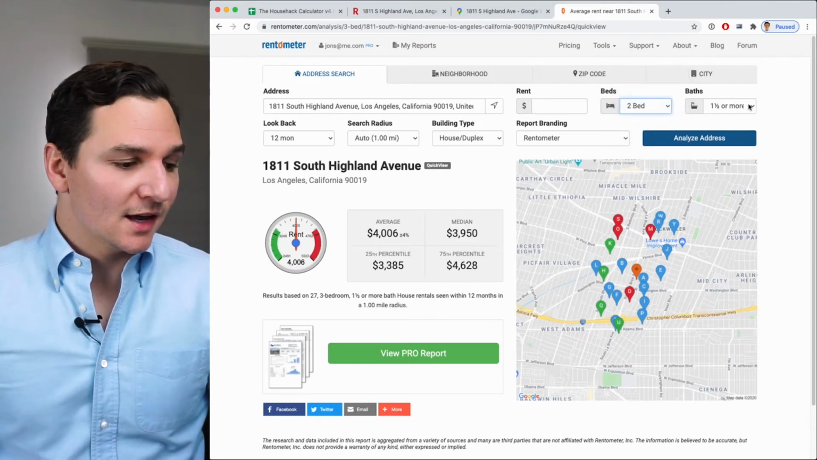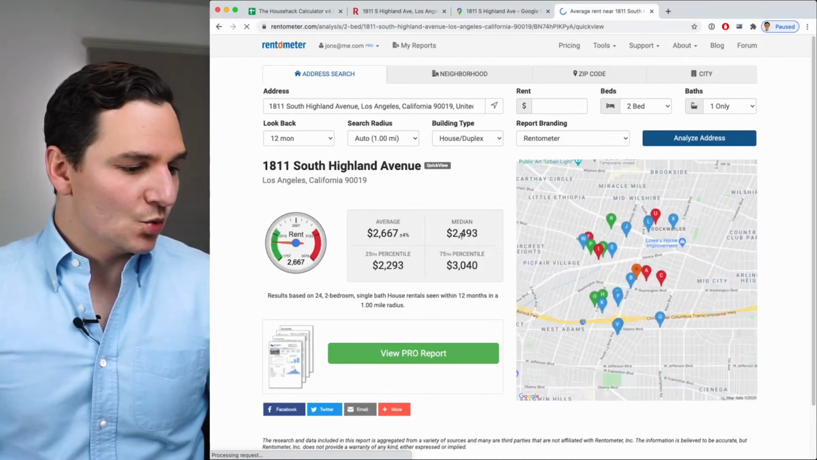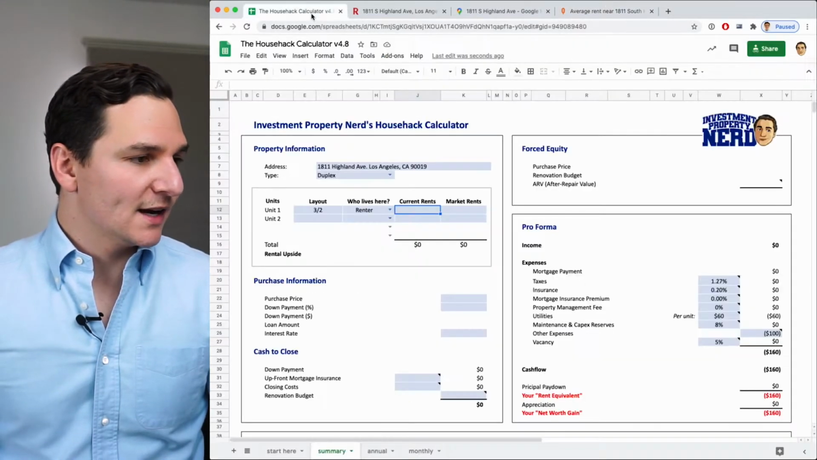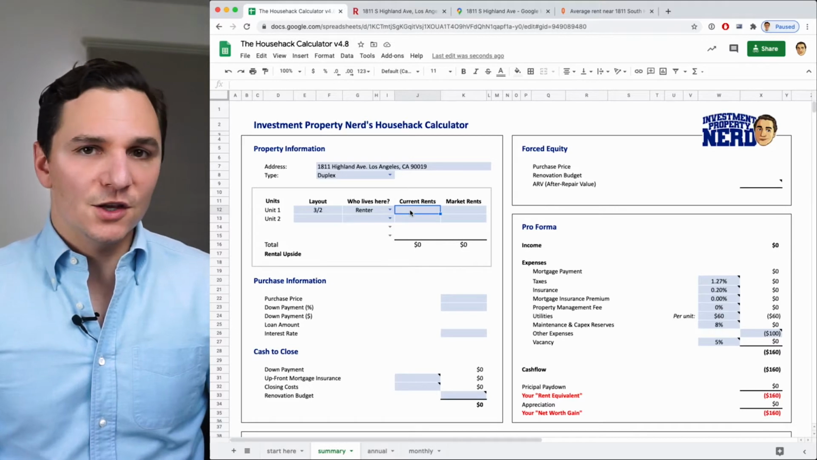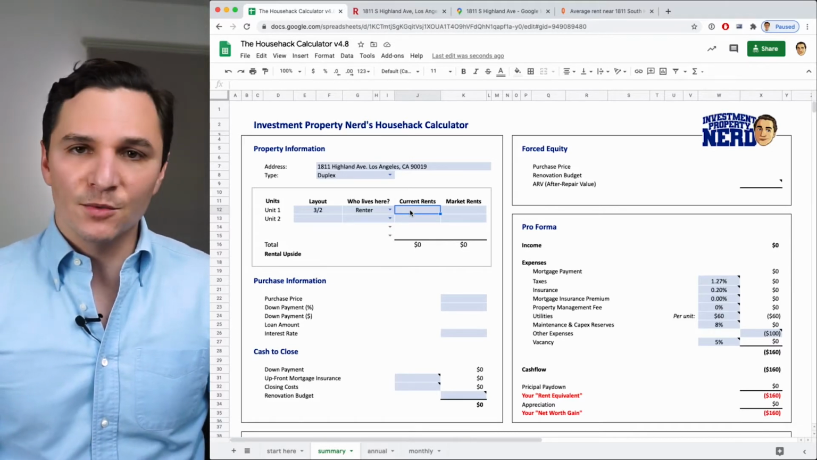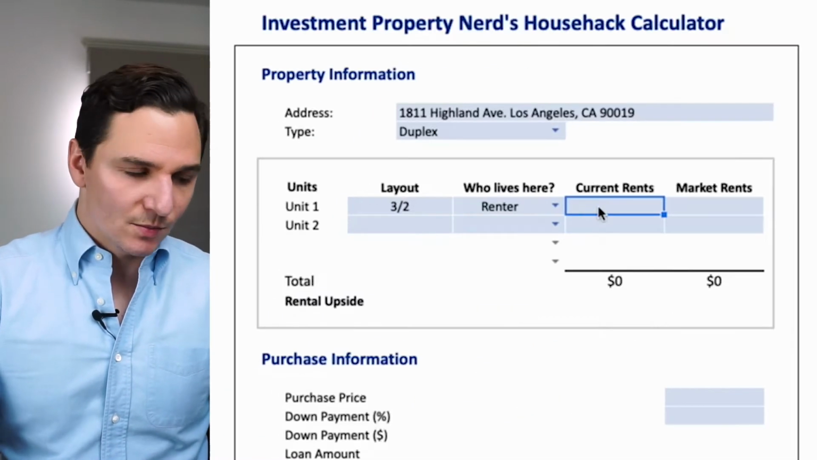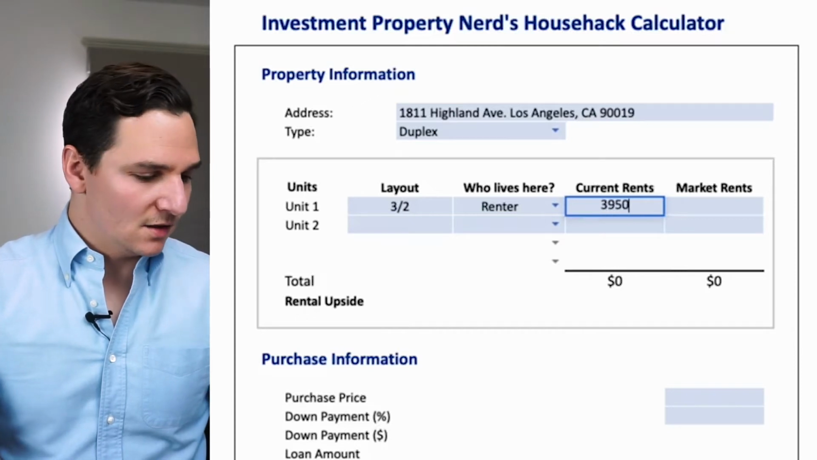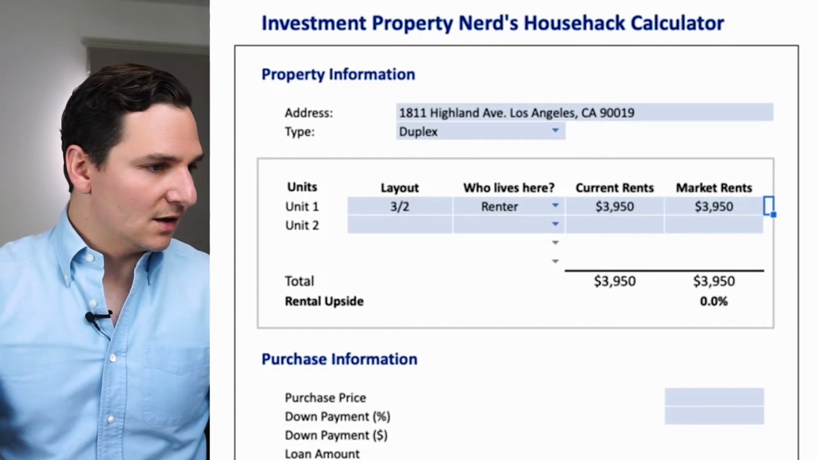The other unit is a 2-1. So it's going to rent for $24.93. So let's go back to the house hack calculator. Now, because the unit is vacant, current rents and market rents are going to be the same numbers. So we'll put in $39.50 there, $39.50 there.